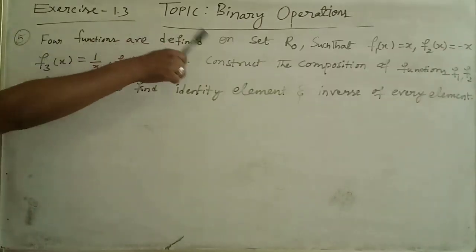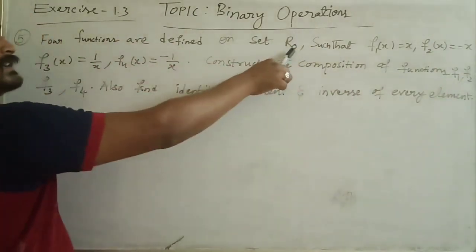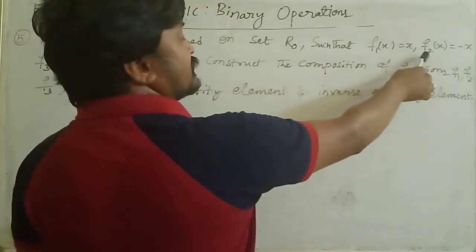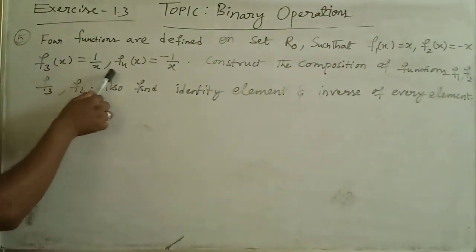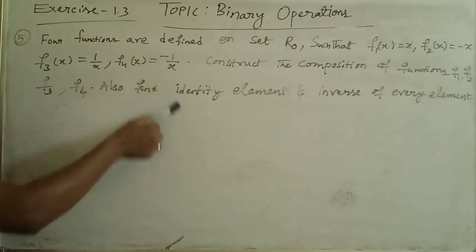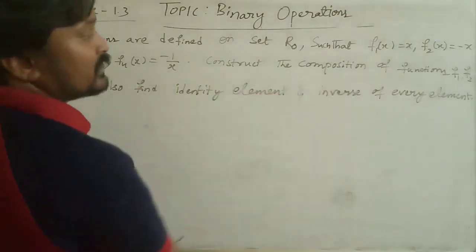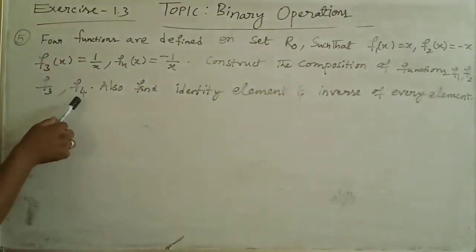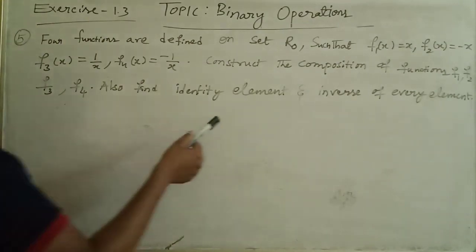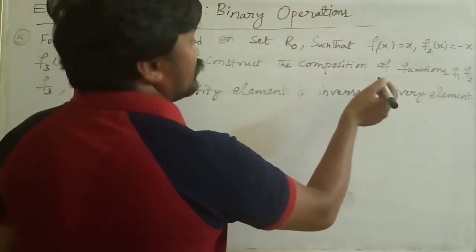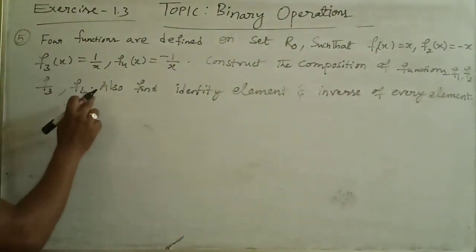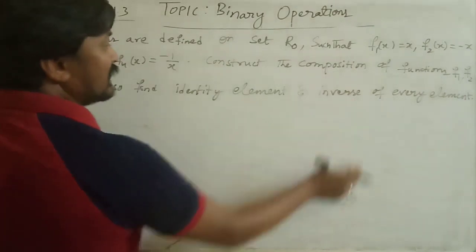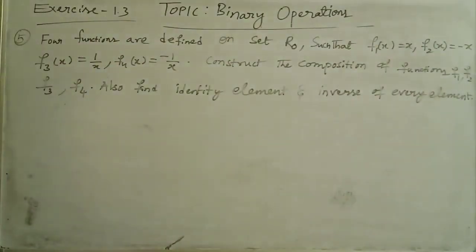Four functions are defined on the set of reals such that f1 of x is equal to x, f2 of x is equal to minus x, f3 of x is equal to 1 upon x, f4 of x is equal to minus 1 upon x. Construct the composition table of functions f1, f2, f3, f4. Also find the identity element and the inverse of every element.